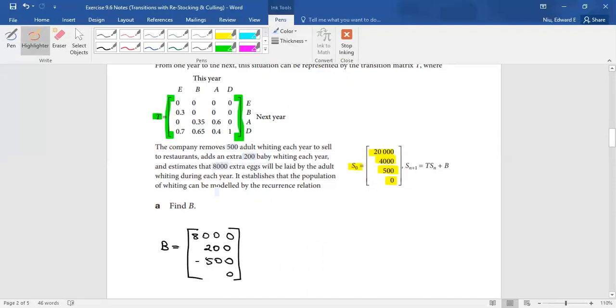Now, what did we just highlight? Well, the 8,000 are the extra eggs, so that's why it's up top. So at the end of each year, the company adds 8,000 extra eggs to their farm, and they also add 200 baby whitings. Well, they probably buy them, and then they sell off 500. So this remove part is important as well.